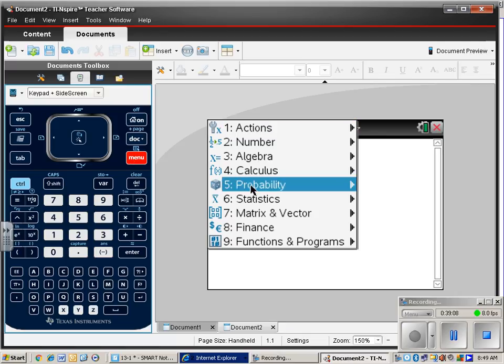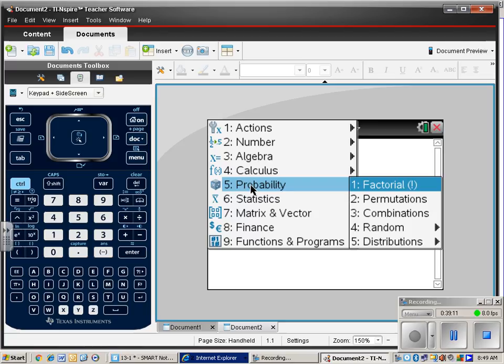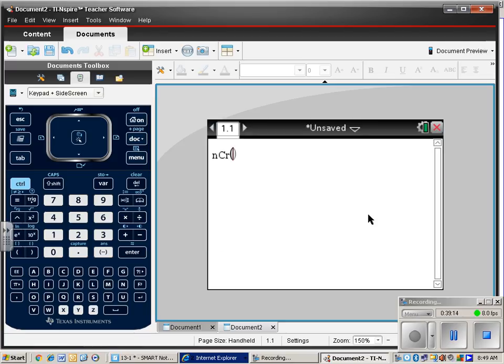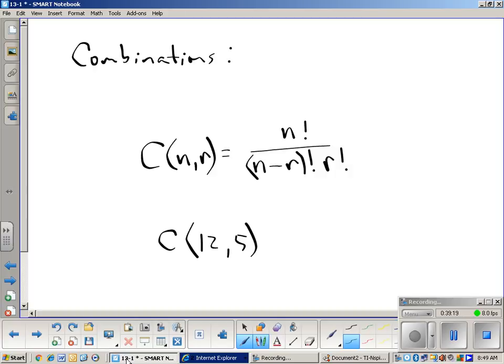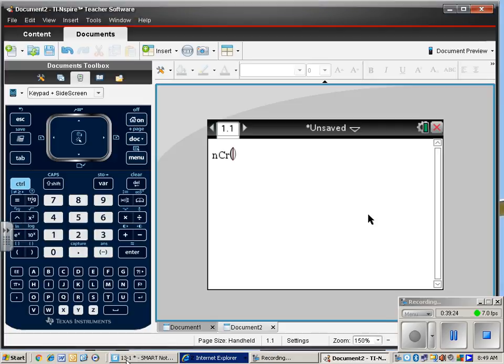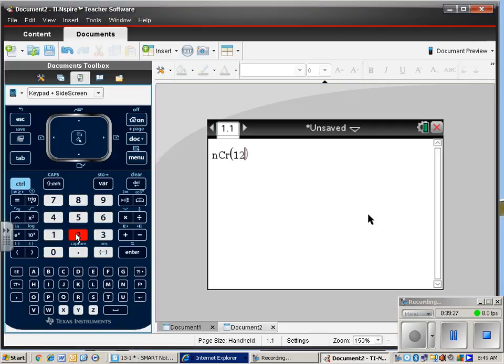So if you go to menu, go to probability. We were talking about combination. Combination of what? What did my problem say? 12 elements, 5 at a time. So if I go 12, comma, 5. The comma was down here below the pi button, way off on the left. Okay?